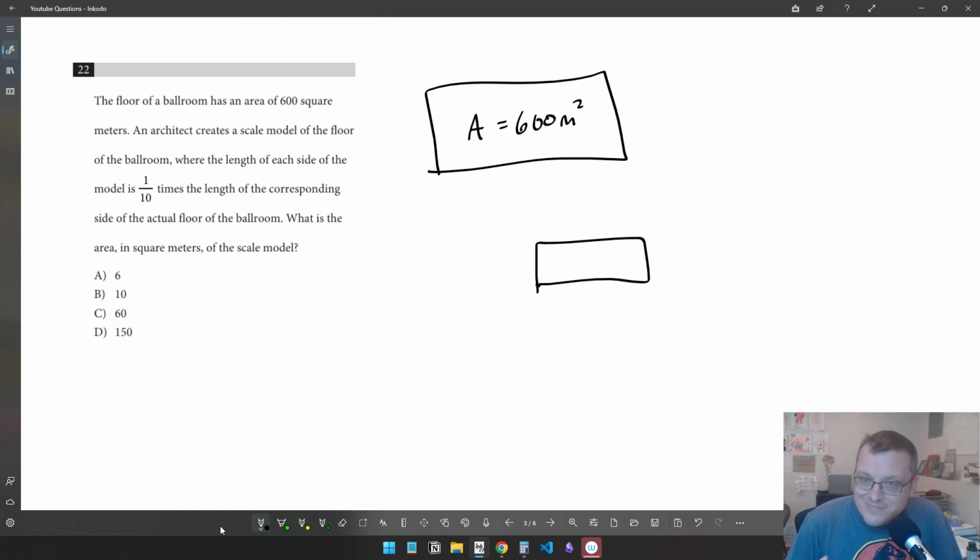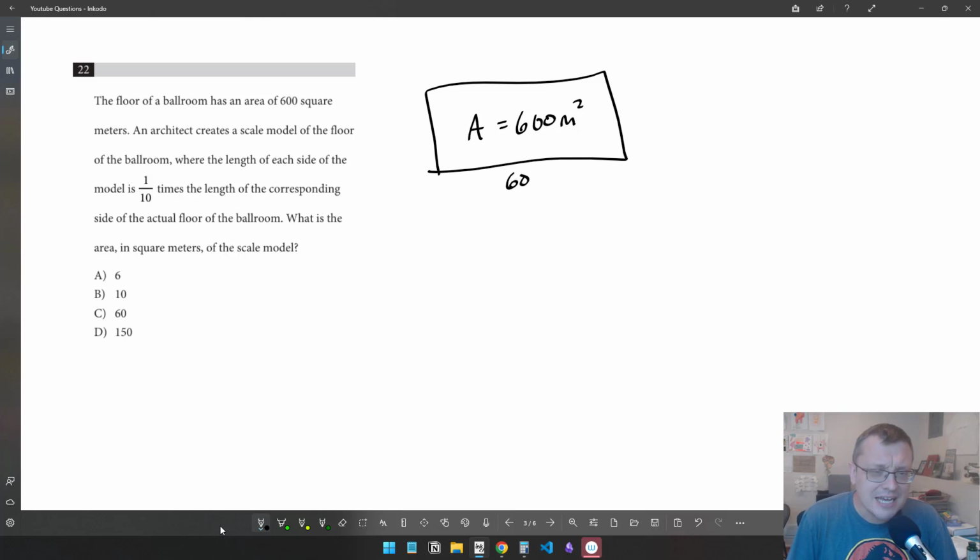Again, we have to take it slow. Let's be careful here. Let's not rush. Let's just do the work appropriately, and we'll get it right. We won't lose the point. So a lot of options here. What I would recommend is let's pick some dimensions for our original ballroom. As long as they multiply to 600, we're good. Let's apply the 1/10 rule to those sides to find the lengths of the scale model sides, and then we'll calculate the area of the scale model.